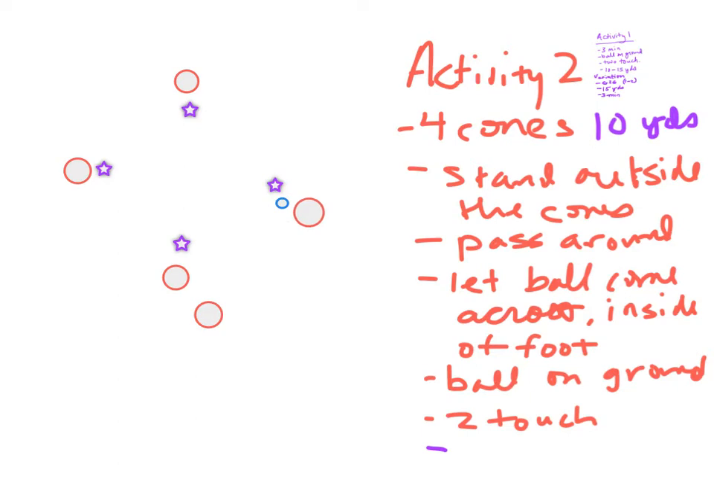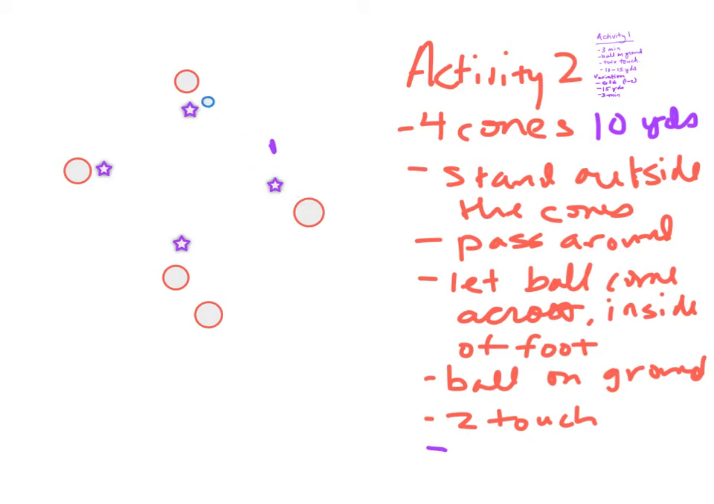I want them to receive it on the inside of their right foot. And so when they receive it on the inside of their right foot, that means coming across the body. So this is language that we need to try to develop. And so what's happening is that the player is able to face the field and then go ahead and pass it on to the next person.